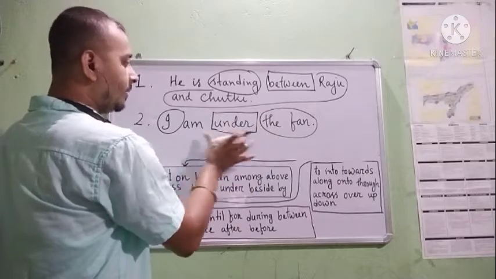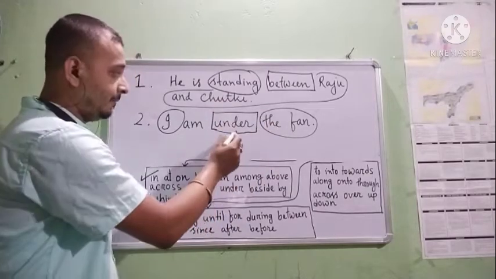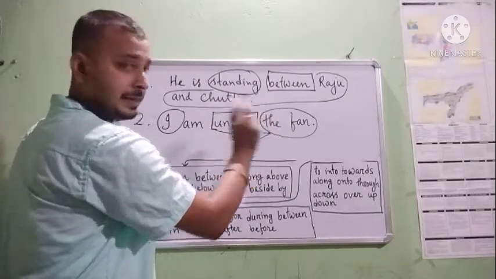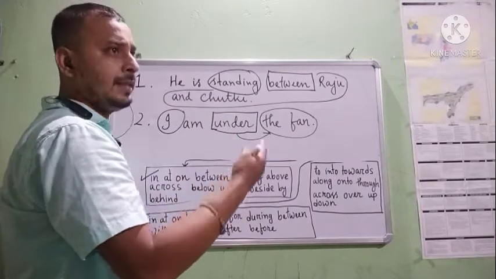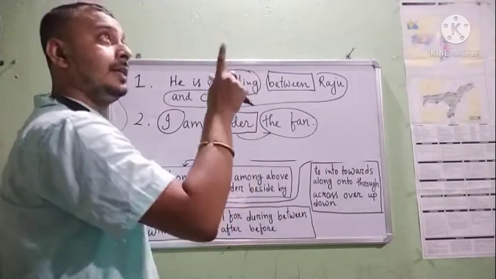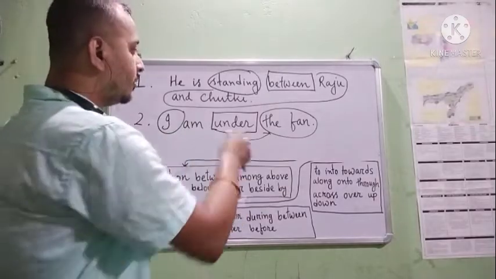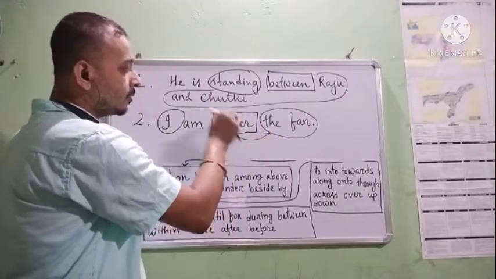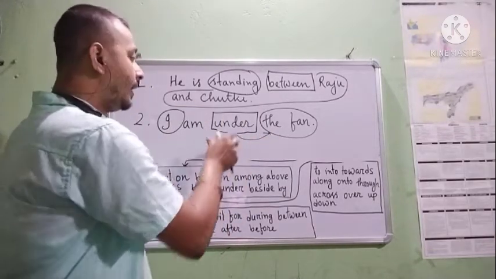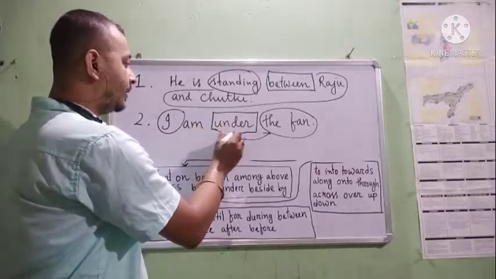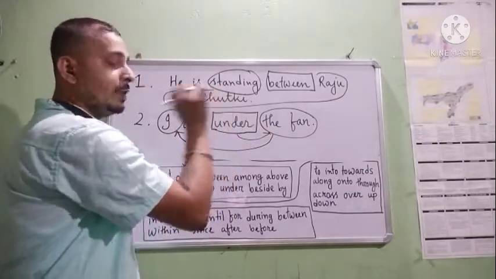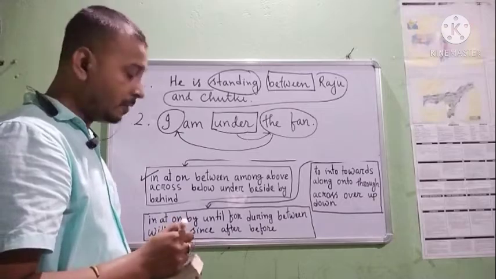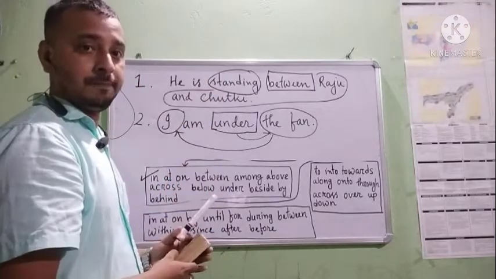So if it maintains a relationship, and if it comes before a noun, the fan is a noun, a naming word. What we call somebody or something is a noun. So fan, I call that thing a fan, so fan is a noun. So it comes before a noun, so it is a preposition, and it maintains the relationship with the other words, so it is a preposition. Okay, this is prepositions of place.